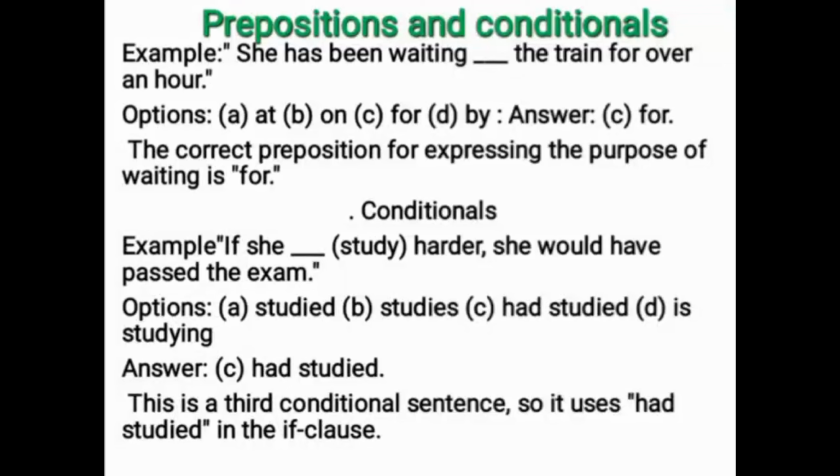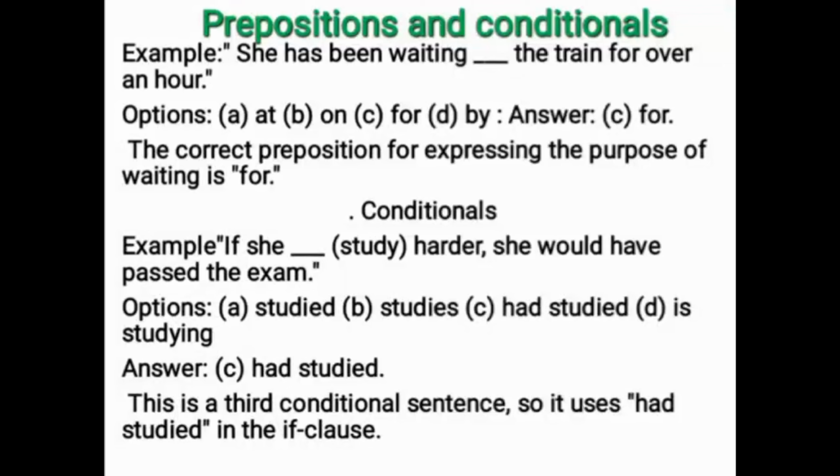Then we are looking at conditionals. For example, she dash study harder, she would have passed the exam. Studied, studies, had studied, is studying. The answer is had studied. If she had studied harder, she would have passed the exam.